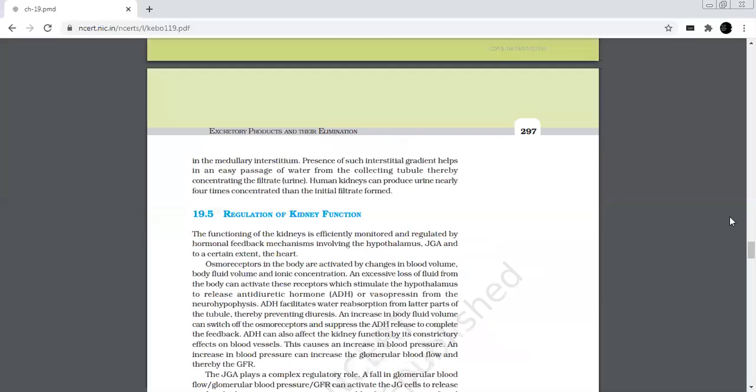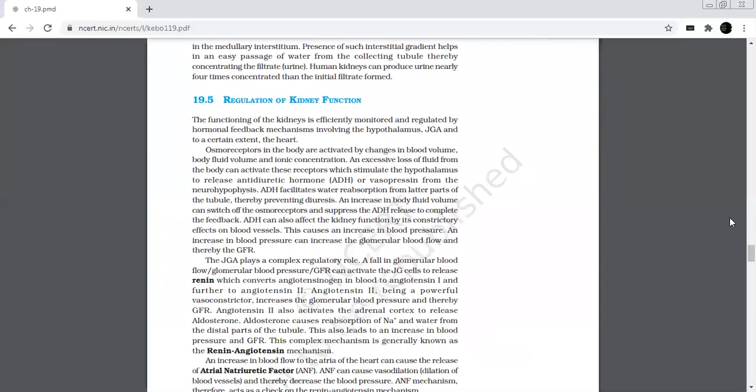Let us come to the regulation of kidney function. To maintain homeostasis, the regulation of water and solute content of body fluid is performed by the kidney. The vertebrate kidney is very flexible in its functioning. It excretes a large quantity of dilute urine when water is abundant in the body tissue and a small amount of concentrated urine when there is a shortage of water.